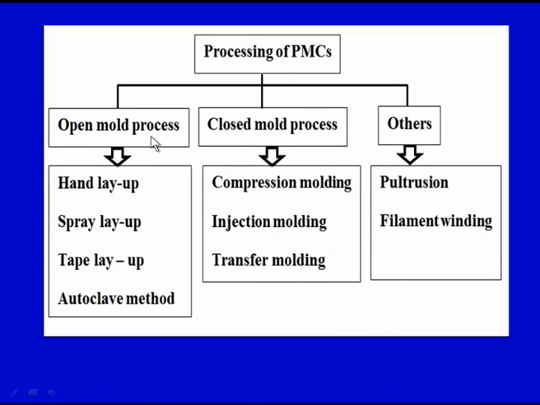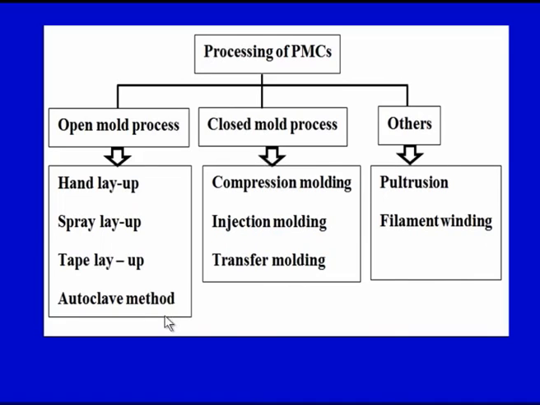Within open mold process, we have hand layup technique, we have spray layup technique, tape layup and autoclave method. In these particular processes, the mold that will be used for making the polymer matrix composite would be an open mold. Open mold means it can have interaction with the atmosphere. So, it would be an open mold.